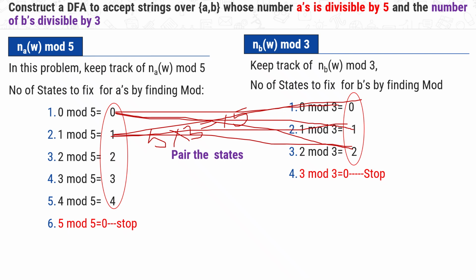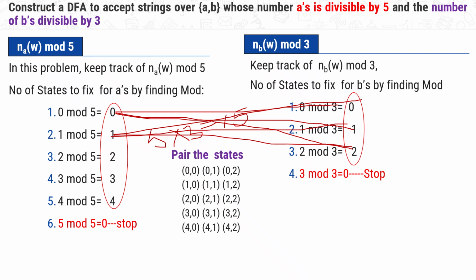Similarly, 0,0 versus 0, 0,1, 0,2. Similarly, 1,0, 1,1 and 2, and so on like that. So 15 pairs of states you will get.